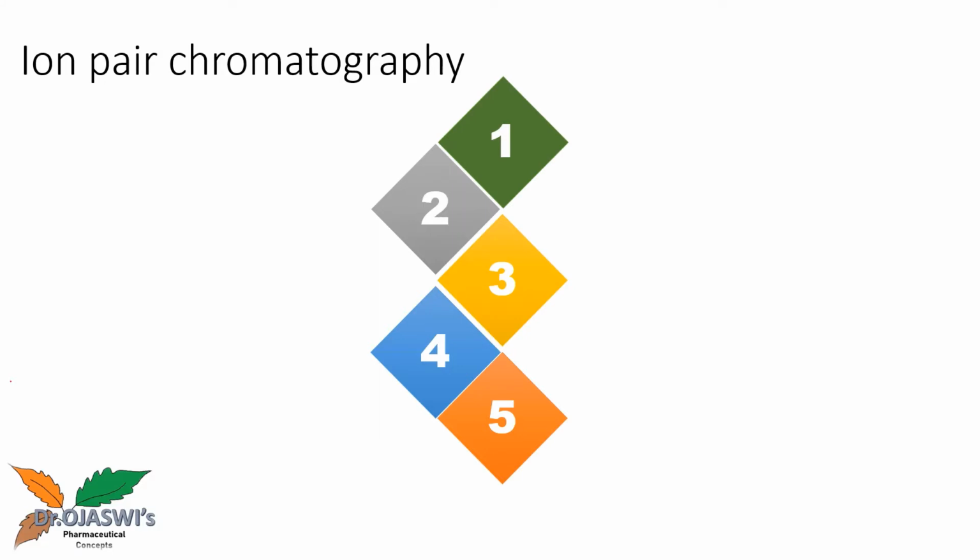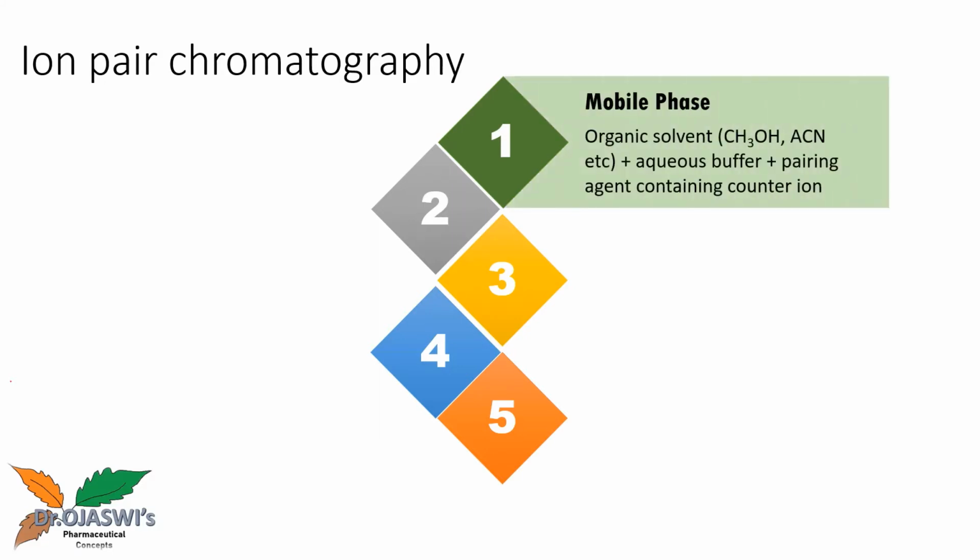The first important point of ion pair chromatography is the mobile phase, as I have also mentioned earlier. Organic solvents are used as mobile phase, but additionally there is aqueous buffer which is added into the solvent, and pairing agent containing counter ion is added in the mobile phase. This is the whole mobile phase used for ion pair chromatography.